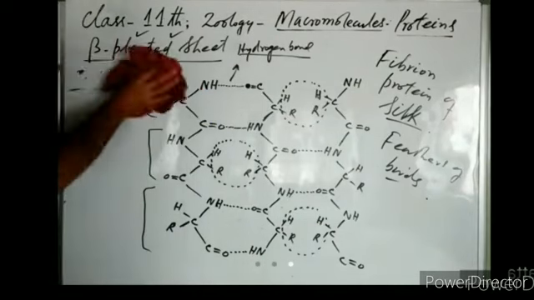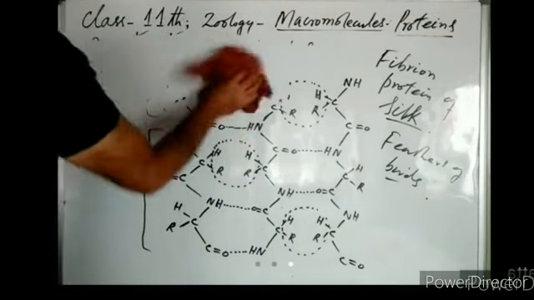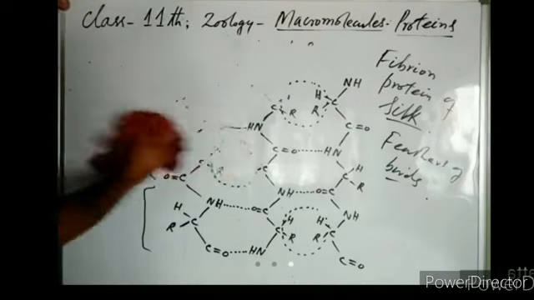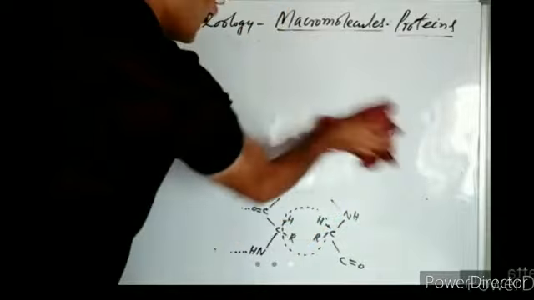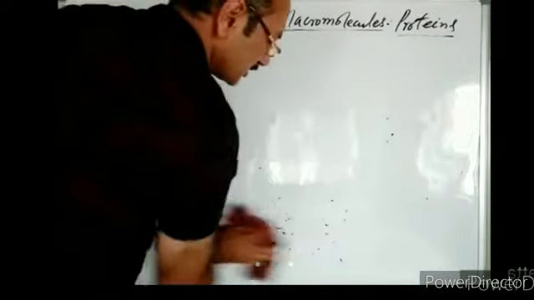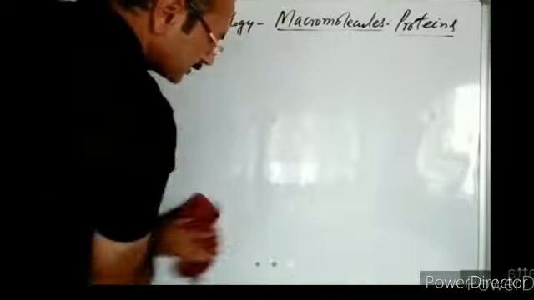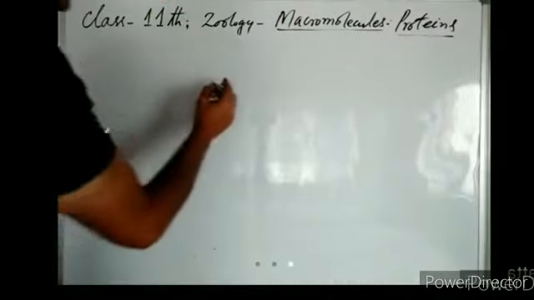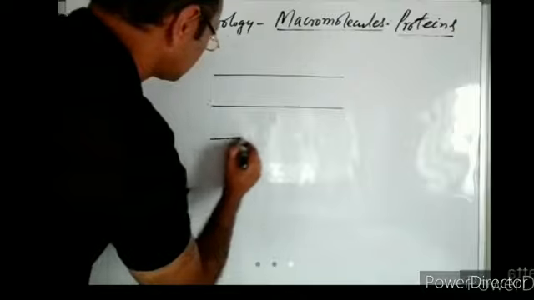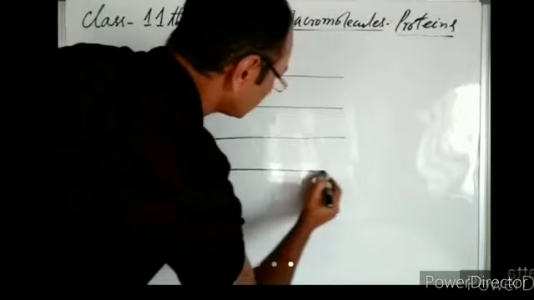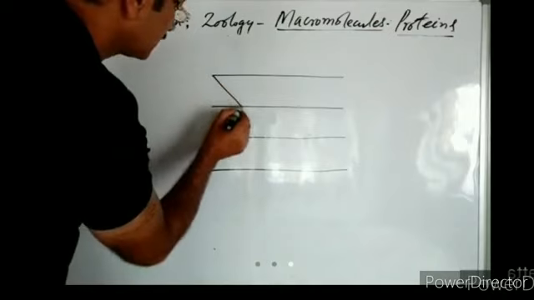If you find it difficult in examination to draw this diagram, you can simply represent a beta-pleated sheet by a diagrammatic representation. I will show you how you can represent this beta-pleated sheet in a simple manner. You may find it a bit difficult. It is not difficult. If you understand, then it is not difficult. Draw 3 lines, 3-4 lines. Right? Draw a line like this.